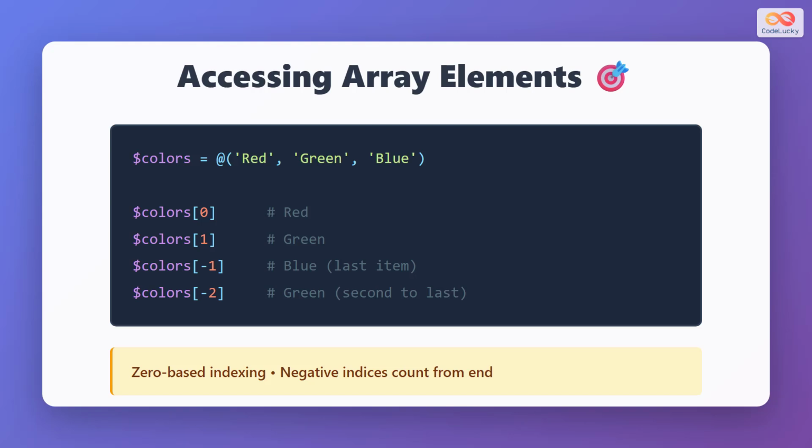Once you have an array, you'll need to access its elements. PowerShell uses square brackets with an index number to retrieve specific items. Let's create a colors array with red, green, and blue. To get the first item, we use $colors[0], which returns red. For the second item, we use index 1 to get green. PowerShell also supports negative indices, which count from the end of the array. Using -1 gives us the last item, blue. And -2 gives us the second to last item, green. This negative indexing is incredibly convenient when you need items from the end without knowing the array's exact length.